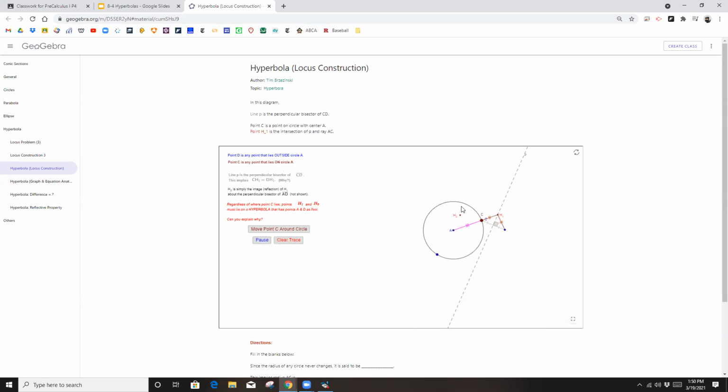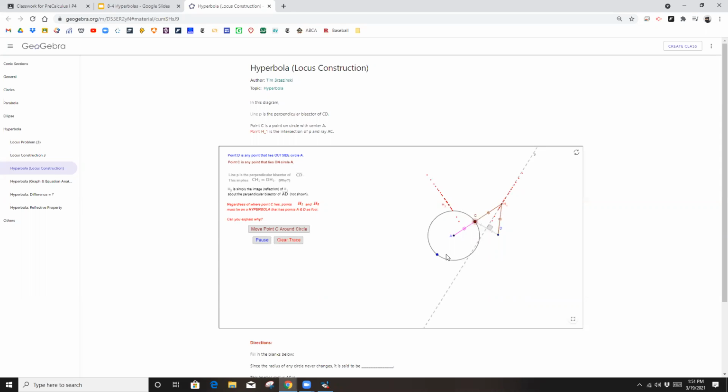A and D are the two focal points, the foci. If I put the foci on top of one another and then move point C around, that's also a hyperbola. It looks like two parabolas going in opposite directions. So how is this being created? Let's move back to the way it was.